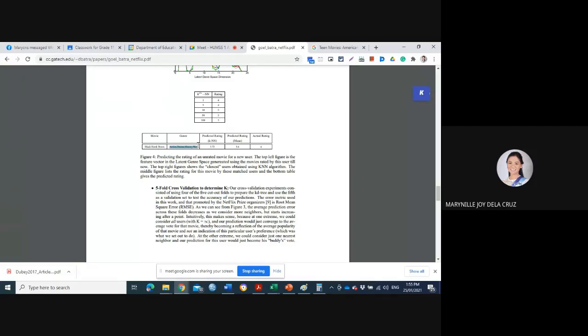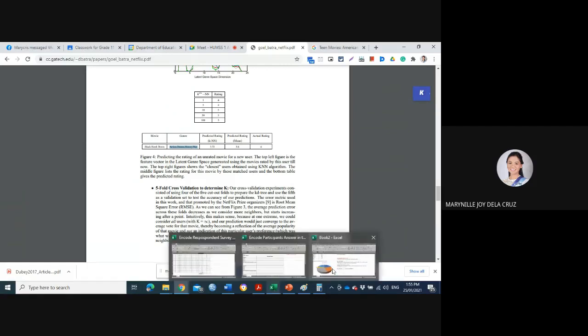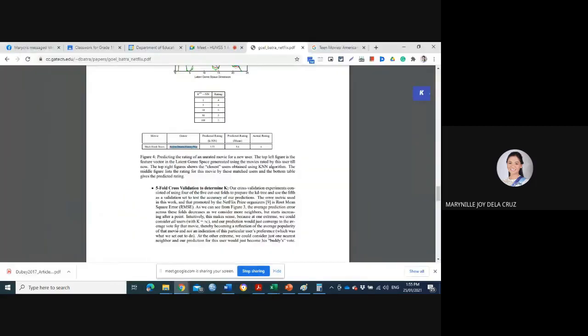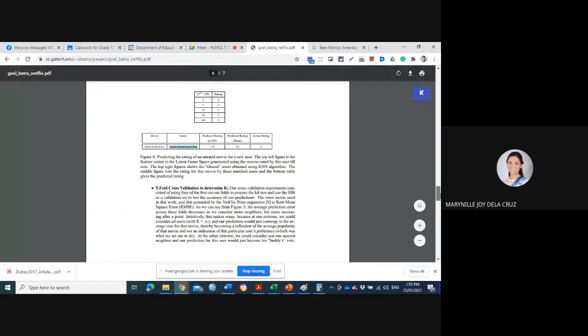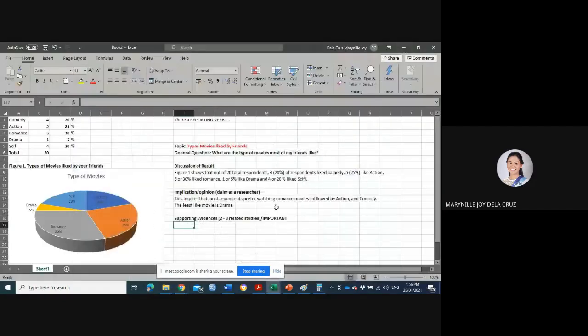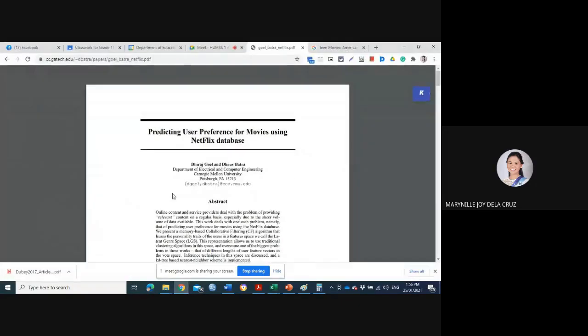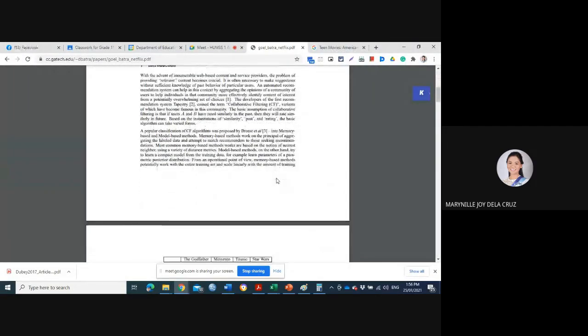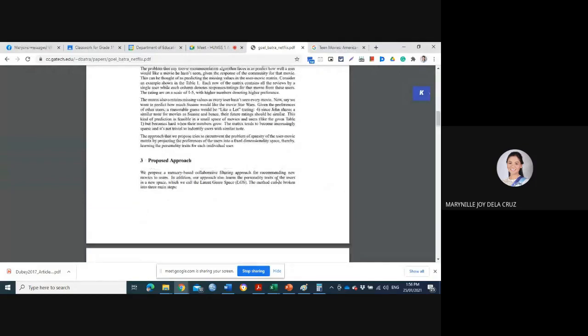Based on their prediction. Meaning, according to the result, who is the author of this source? Action, drama, and the history of war. Batra and Goel. Batra and Goel. What is the date?